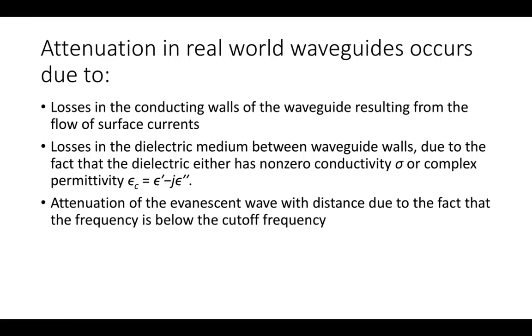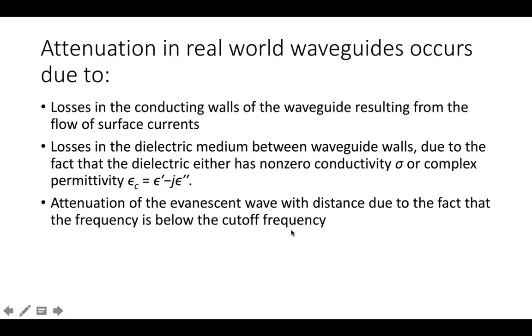Secondly, we'll have losses in the dielectric medium between the waveguide walls because dielectric either has non-zero conductivity sigma, or we can also think of that as a complex permittivity, where the permittivity is epsilon prime minus j epsilon double prime. Remembering here that dielectrics tend to get more lossy as frequencies get higher, loss in a dielectric is proportional to frequency, and this tends to be more of a problem when we get to the microwave type frequencies.